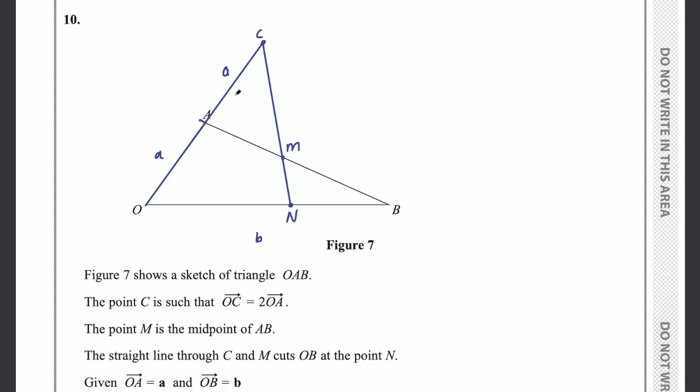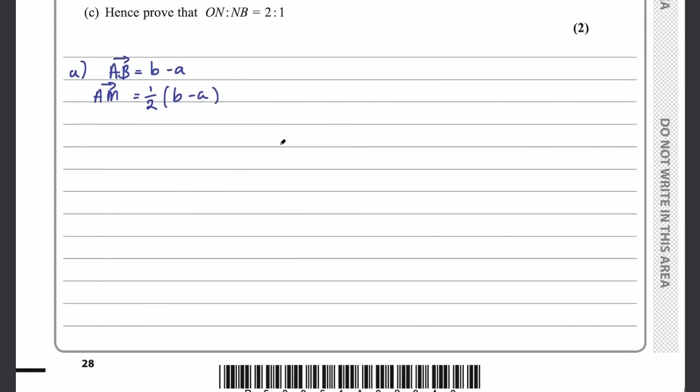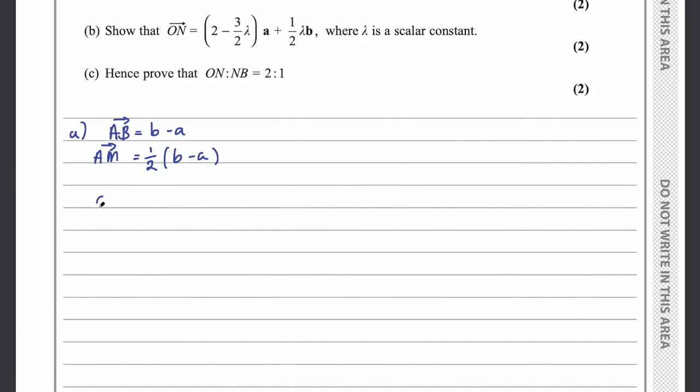So CA is going to be negative a, and then therefore CM is going to be negative a plus AM, which we just found. So CM is going to equal negative a plus a half b take a, and this evaluates to a half b, negative a take a half a, that would be negative 1.5a or negative 3 on 2a. So that is the vector CM.